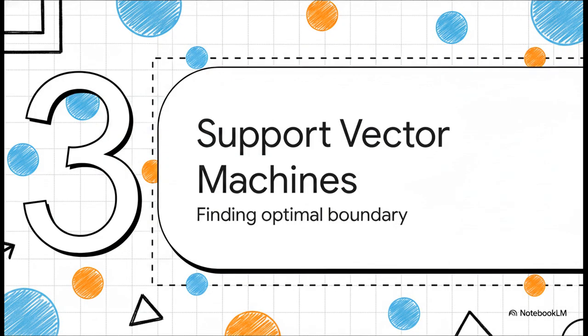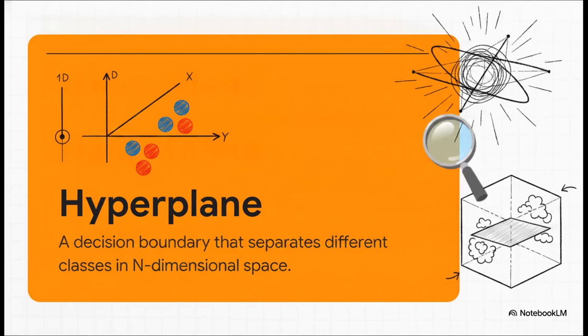Section 3, Support Vector Machines, Finding the Optimal Boundary. While logistic regression is all about calculating probabilities, SVMs take a totally different geometric approach. To really demystify SVMs, we first need to define a massive buzzword, the hyperplane. I know, it sounds super sci-fi, right? But a hyperplane is simply the geometric boundaries separating our data classes, depending on how many dimensions we're working in.